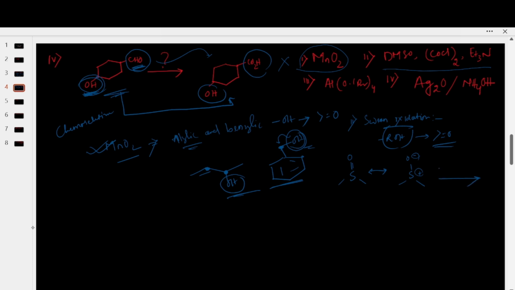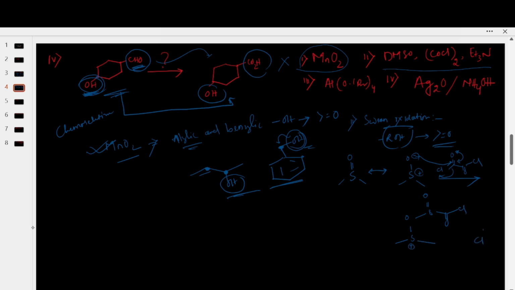Then the oxalyl chloride. This is the chemical structure of oxalyl chloride. So what will happen? Oxygen will attack that carbonyl carbon. Electrons move to that oxygen. Again, it comes back to the carbon and Cl leaves. Then this species will form with a positive charge over sulfur.